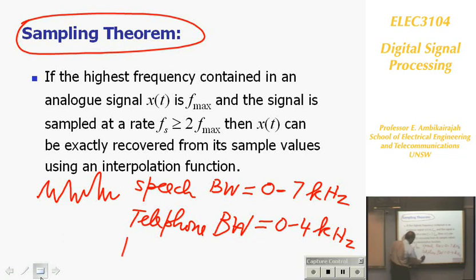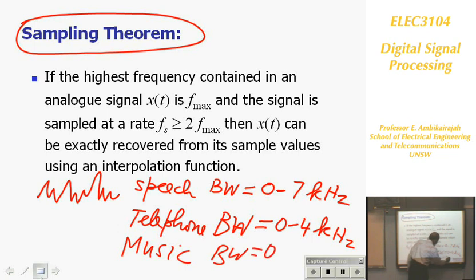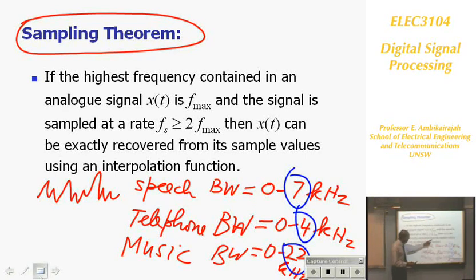If you take music, the bandwidth is 0 to 22 kilohertz. The problem at the moment is the various bandwidths of signals, and that's just three signals. There are other signals, such as ECG, electrocardiograph signals, which are low bandwidth signals. There are many other signals available. So I'm just taking these signals, and you first need to know the maximum frequency: 7 in this case, 4 in this case, 22 in this case. Based on that maximum frequency, you decide the sampling frequency.